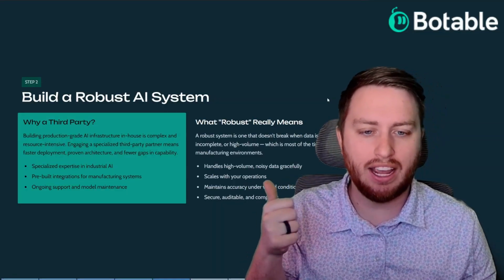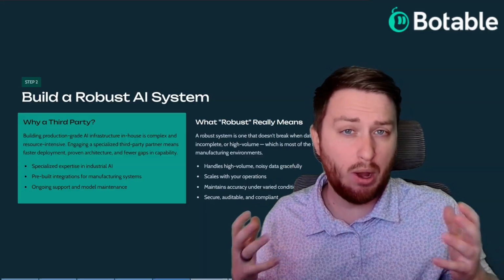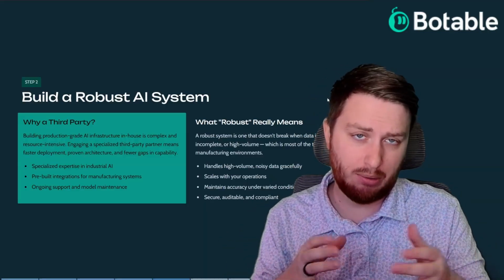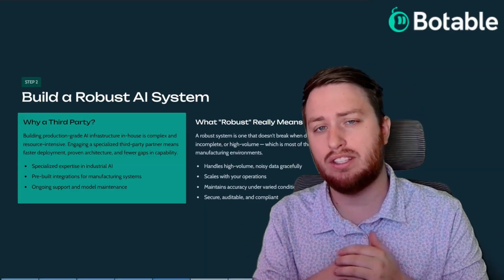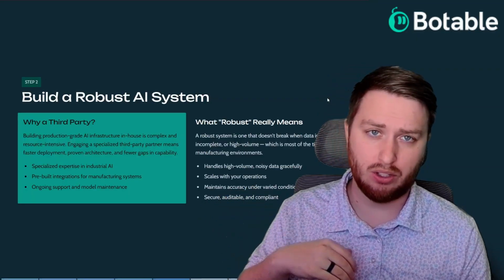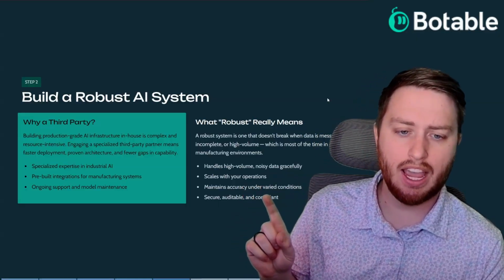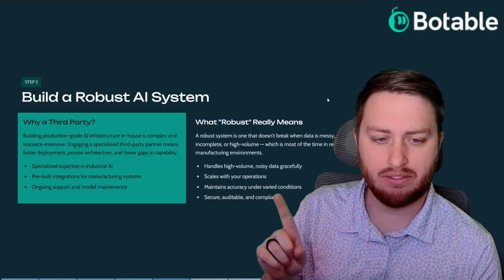So robust, what does that mean? It can handle high volume, noisy data, meaning data that isn't super well processed. It has a few data points in a lot of different categories, and it's just kind of a data dump. It can scale with your operations, so it can handle a lot of requests. It can handle a lot of data, and it can maintain accuracy under varied conditions.